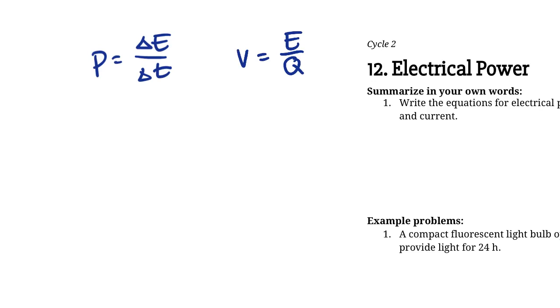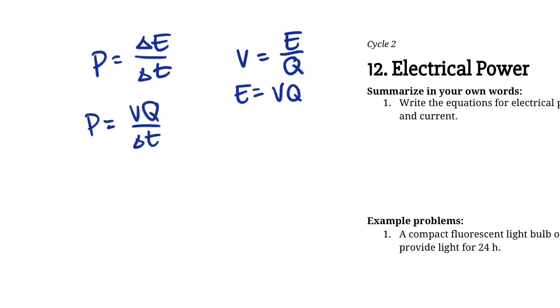So one thing we can do is, if we solve for electrical energy, E equals V times Q, we can replace that in this equation for power. V times Q over T, right? So it's the electric potential times the charge over time.